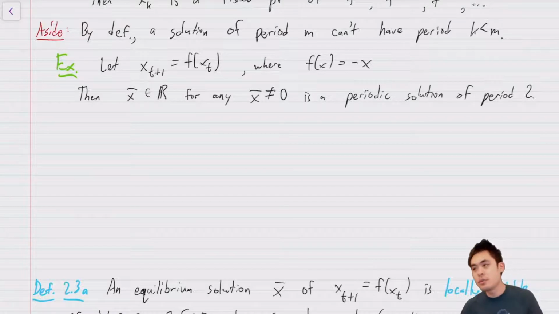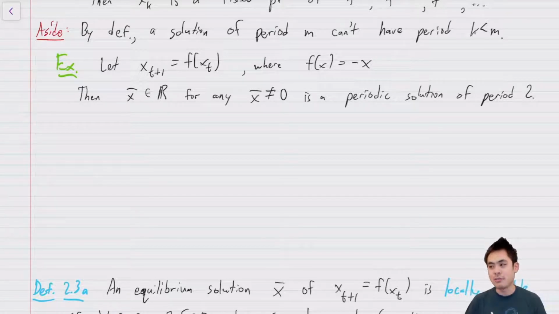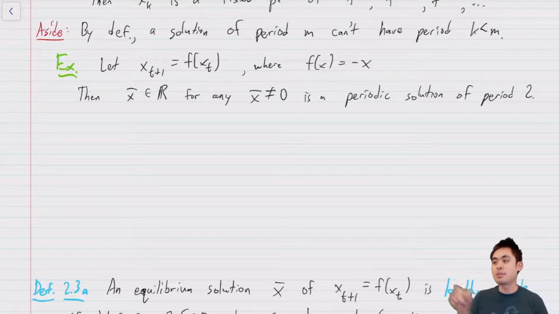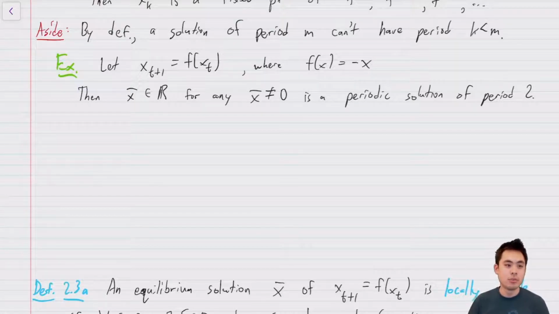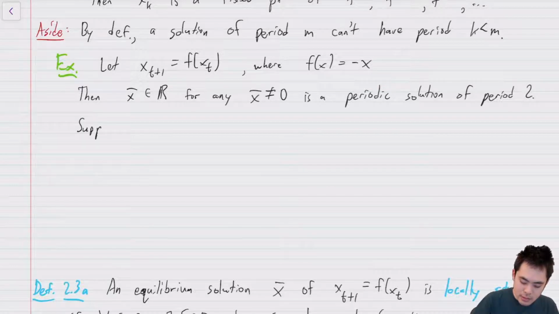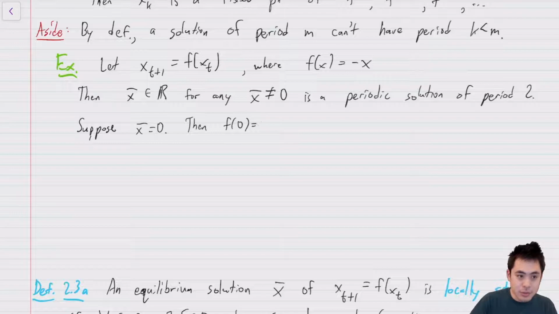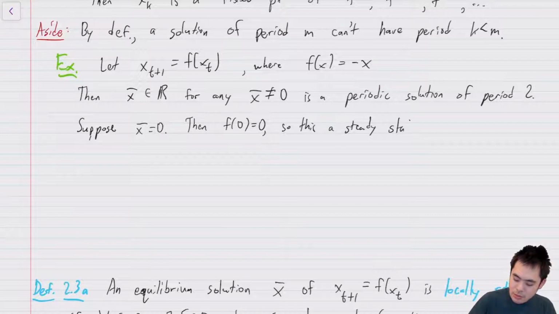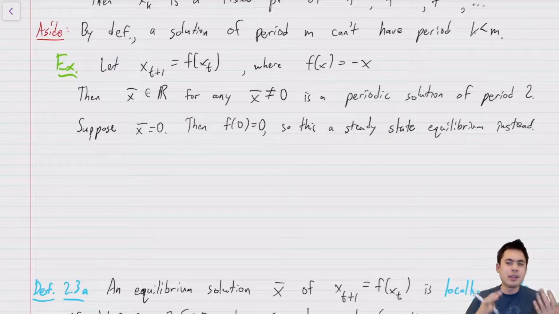Right? If you start with 5, after you apply the function f once, you get minus 5, you apply it again, you get 5 back. And so it takes 2 steps to get back to its starting point, and so this is a solution of period 2. And let's suppose that x bar is equal to 0. Well, we know f of 0 is equal to 0, so this is a steady state solution, a steady state equilibrium instead. We're not going to call it a periodic solution, even though you could, in theory, call it a periodic solution of period 1, because it's just easier to talk about it remaining constant, and so using the term steady state.